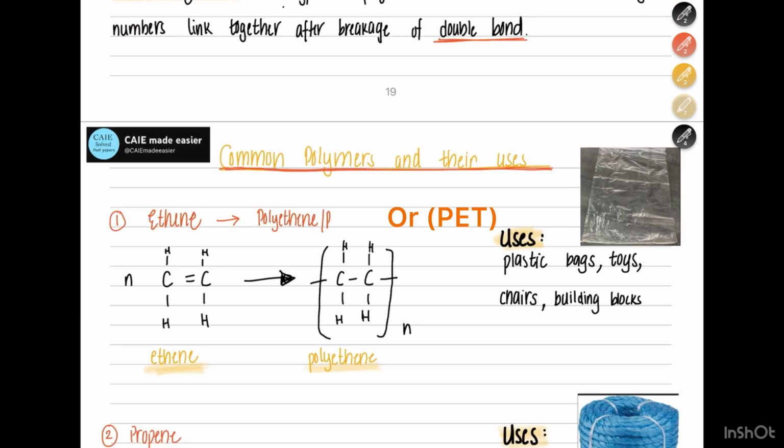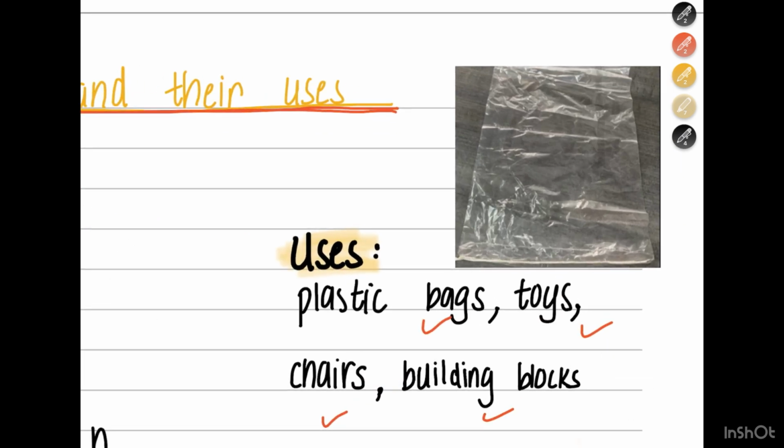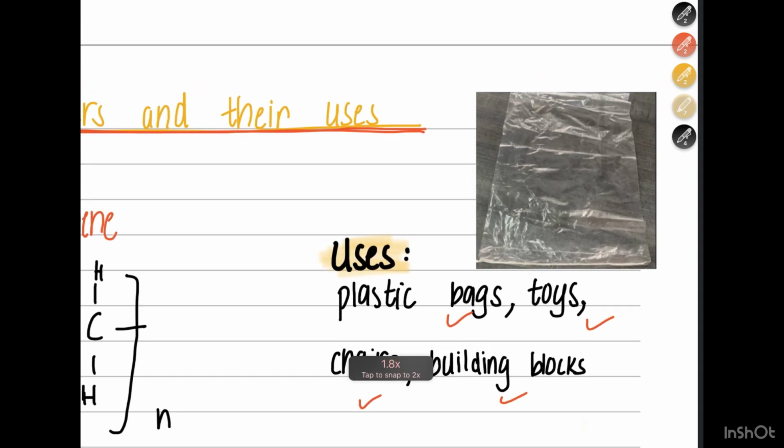Polythene is the most common plastic, which is used in plastic bags, toys, chairs, and building blocks. You can look at this image. This is the common everyday plastic that we use a lot.